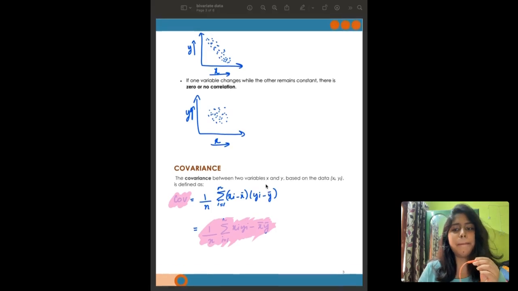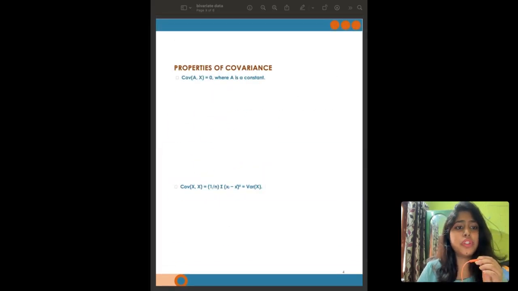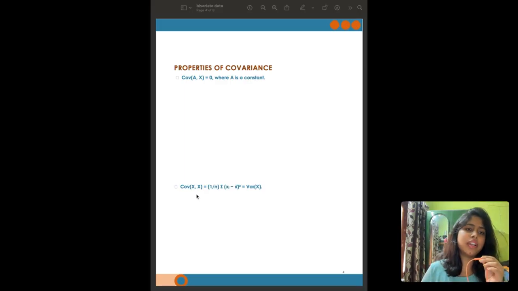Now, let's come to the properties, which are the rules of the covariance game. These properties are like cheat codes for solving problems. Property number one: covariance of a and X is equal to 0, where a is a constant. A constant cannot co-vary with anything, okay? It's like trying to measure how your height changes with the number 7. It doesn't, right? Coming to property number two, the covariance of something with itself is just its variance. It's the ultimate self love story.